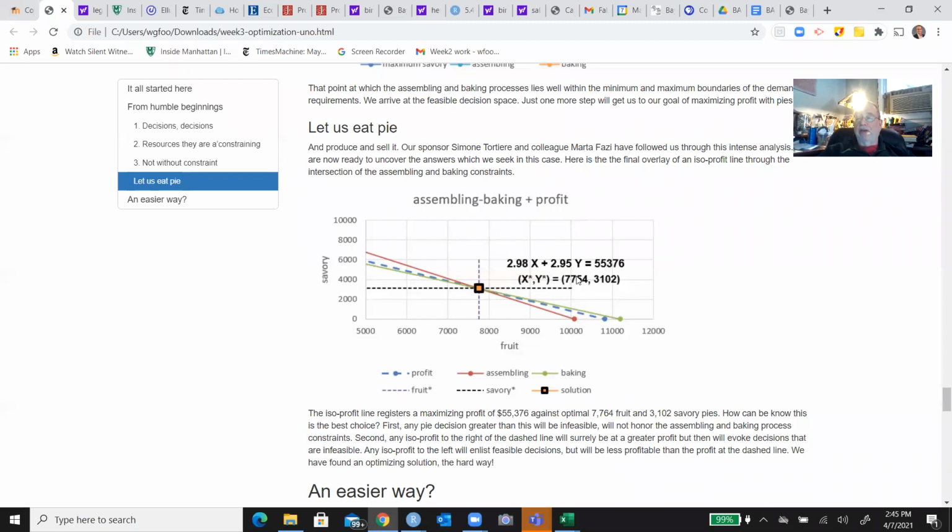Solving for this is over 7,754 fruit pies, 3,102 savory pies. That's the answer. That's the weekly answer, by the way. Throw it in, and pretty much all of the weekly profit numbers should work to the same kind of model, depending upon the price now.